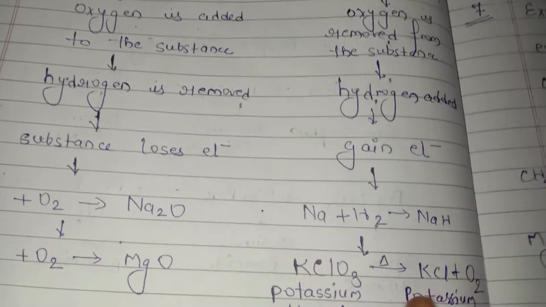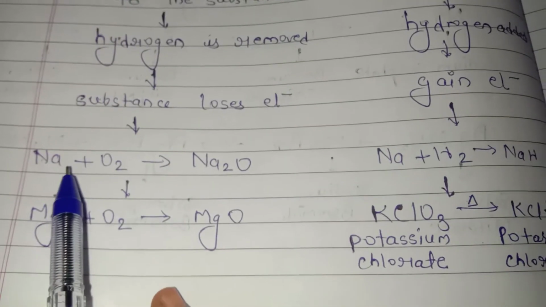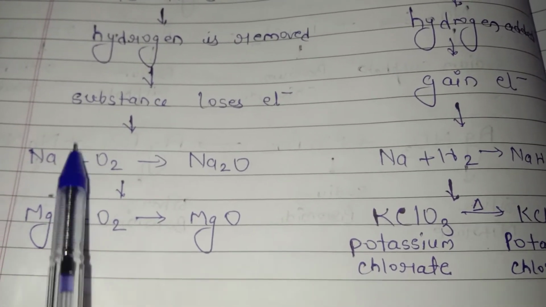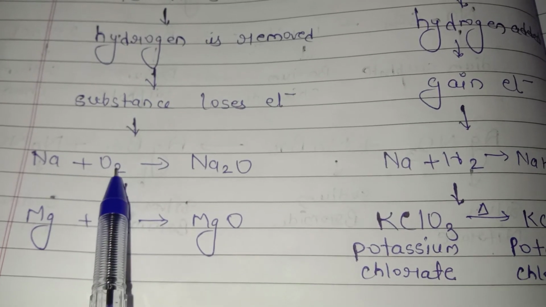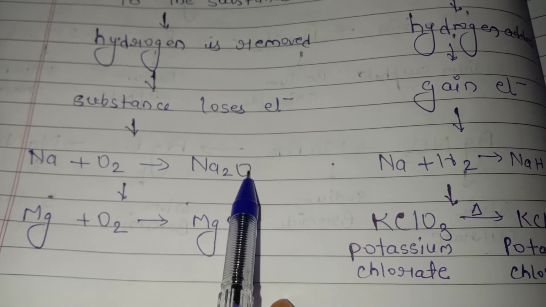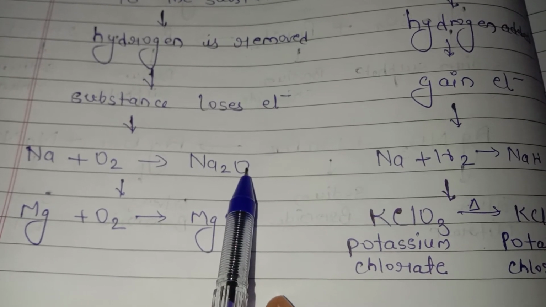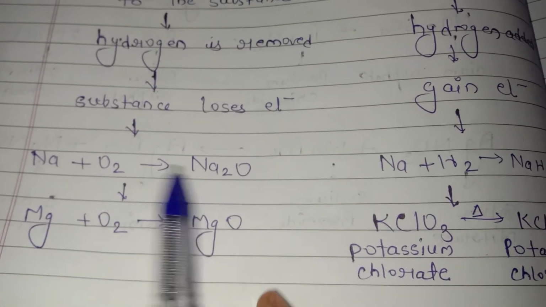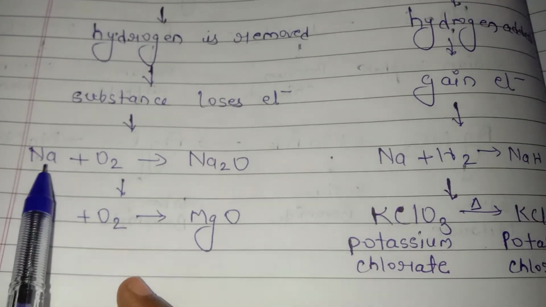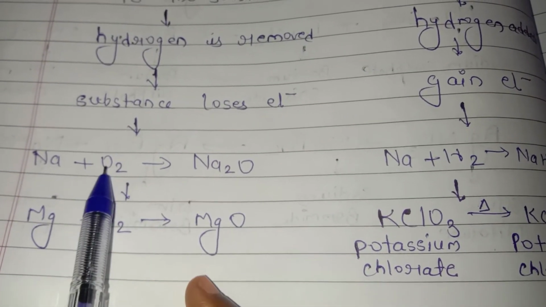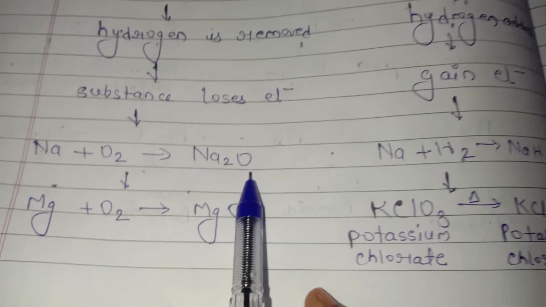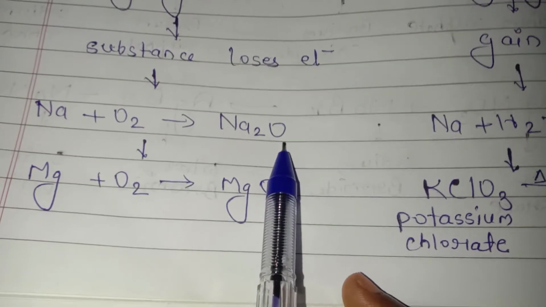Now see some examples. Oxidation reaction. In oxidation reaction, oxygen is added. So Na plus O2 gives Na2O. Now see, this equation is not balanced. So balancing this equation is your work. In this reaction, oxygen is added to sodium and it gives Na2O. So this is the example of oxidation reaction.